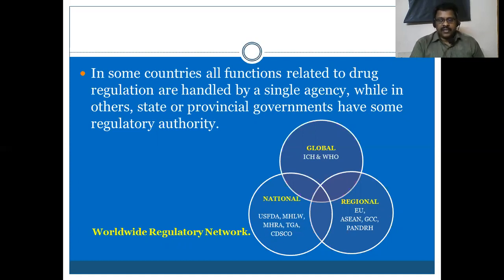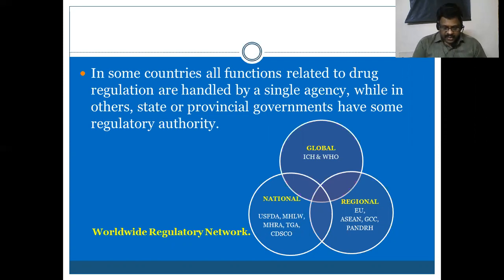Like that, ASEAN is a regional association of countries. That is the Association of Southeast Asian Nations. Southeast Asian countries include Philippines, Thailand, Singapore, Malaysia. Those countries have their own regulatory guidelines.